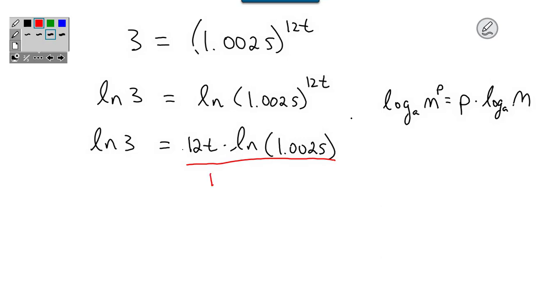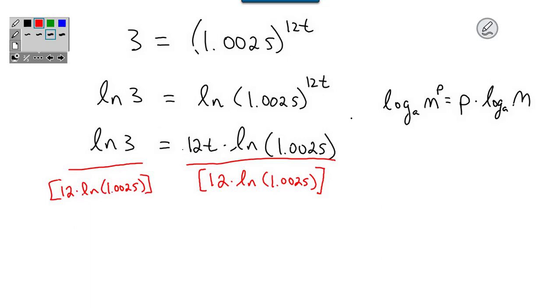So I'm going to divide by 12 times the natural log of 1.0025. That is all one thing, so I would keep all of that in some kind of grouping symbols. So I'm going to use brackets. And so over here, I'm going to divide by all of that. I'm going to divide by 12 times the natural log of 1.0025. And that will give me what t equals.